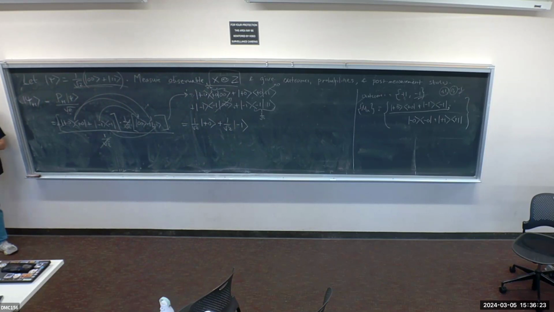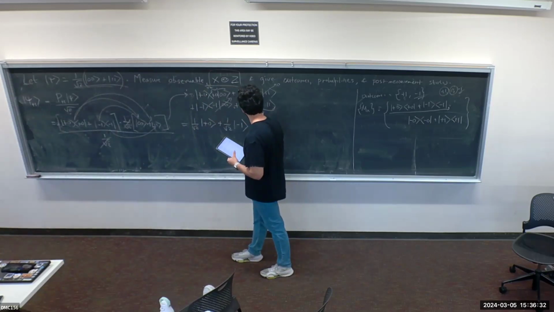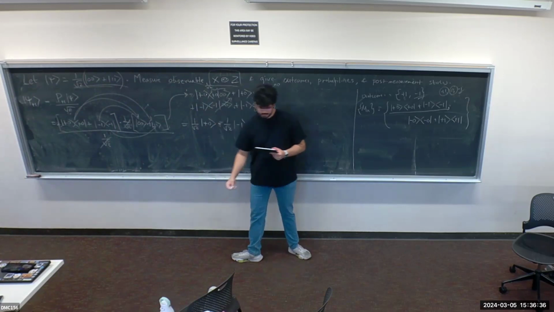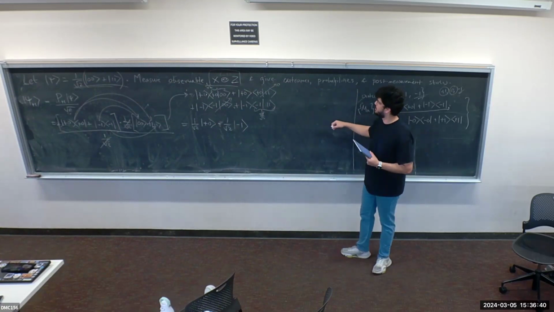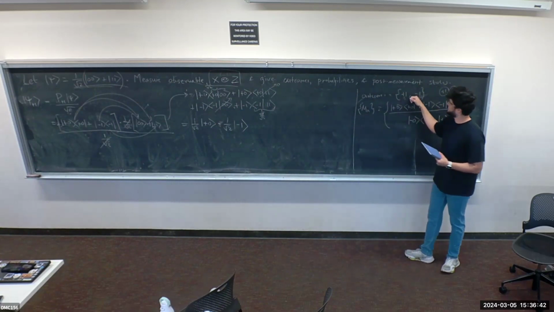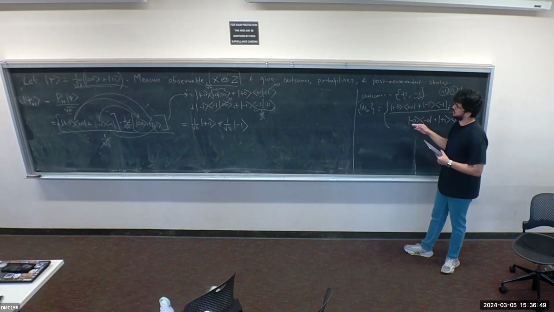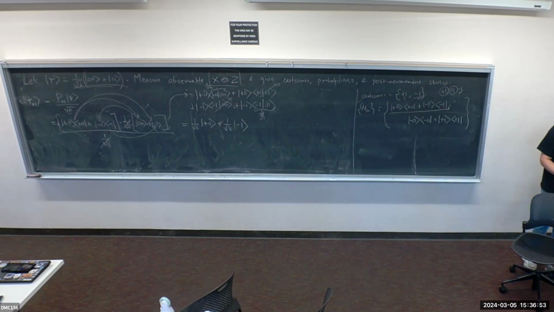Isn't it minus? Yes, you're right. This will be minus 1 over root 2 and this will be minus. Okay, try calculating probability for outcome minus 1 and post measurement state for outcome minus 1 and see if you are able to do the algebra. If you get stuck somewhere, let me know if you need any help.